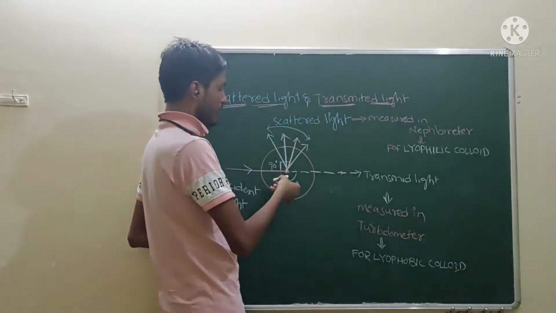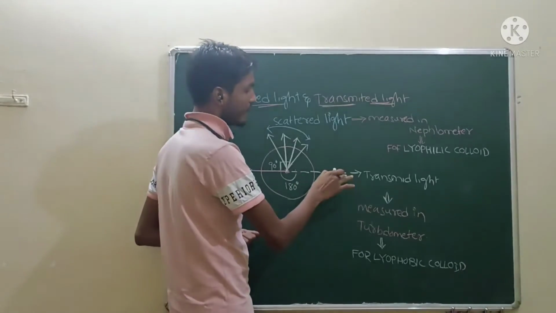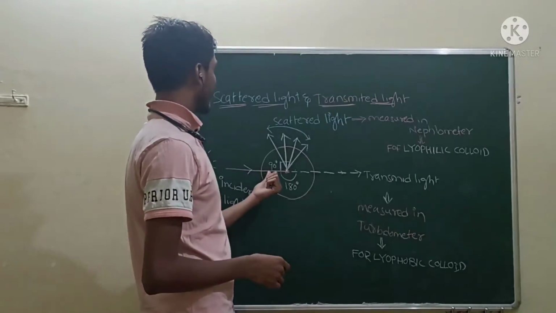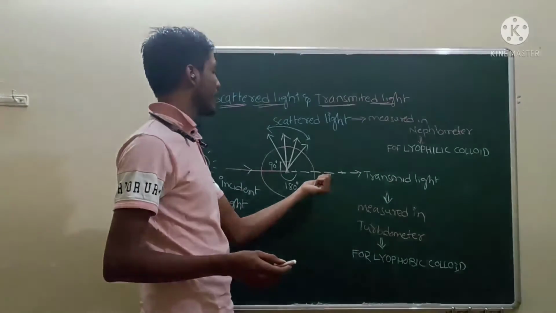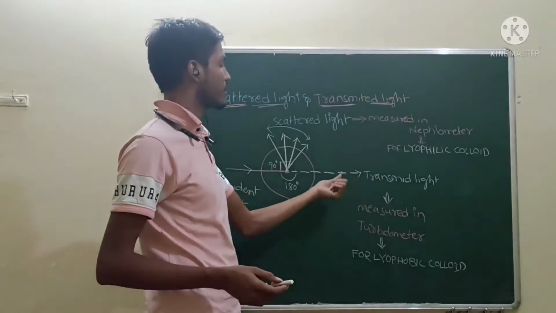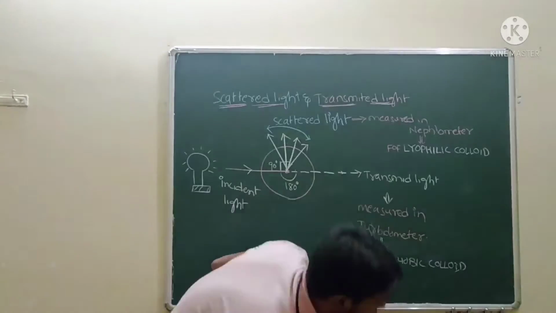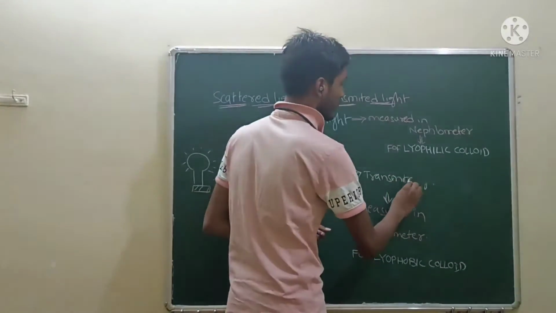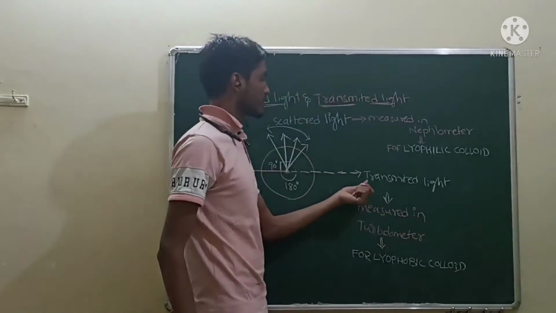Whenever the light is transmitted from this particle, I have represented it in the form of a dotted line, because whatever the incident light intensity is, the transmitted light intensity is always less than the intensity of the incident light. So that's why I have represented it as a dotted line. So this is the transmitted light.